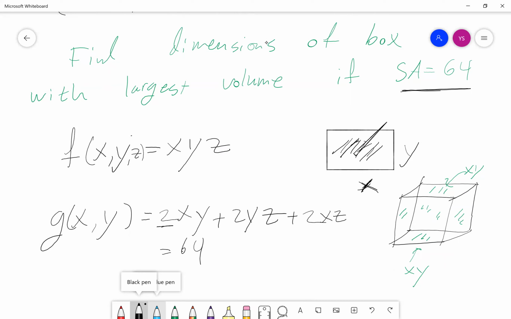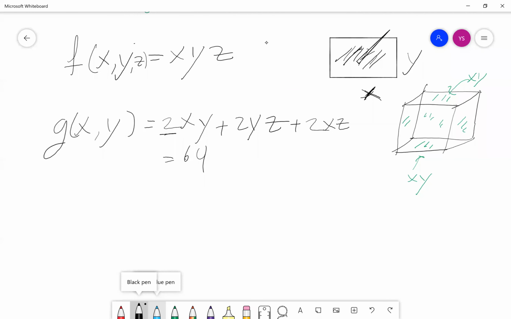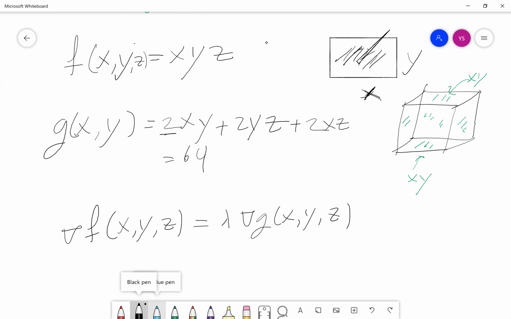So now we have our f and our g, and we can solve this problem. And again, we use the equation: the gradient of f at x, y, z is equal to lambda times the gradient of g at x, y, z. That's the equation that we're using. Okay?